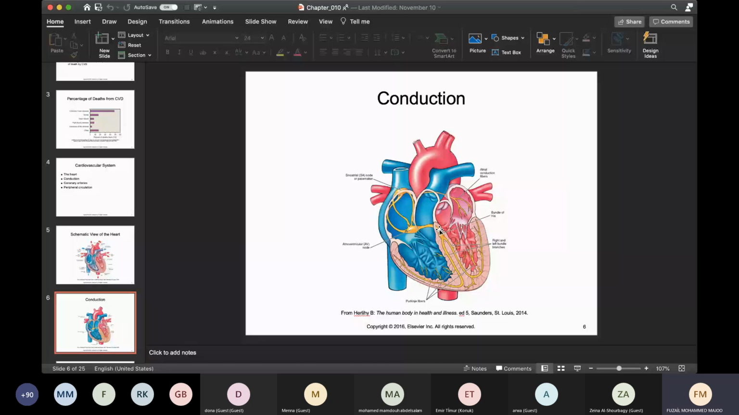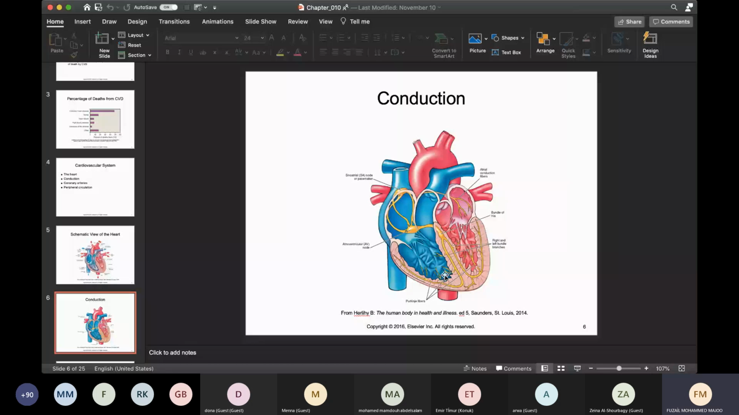We call this the right and left bundle branches. So you have the bundle of His, and the right and left bundle branches. They then eventually go up and plug into what are called the Purkinje fibers, which make contact with the muscle cells, causing the heart muscle cells to contract. Make sure you understand this, review this.